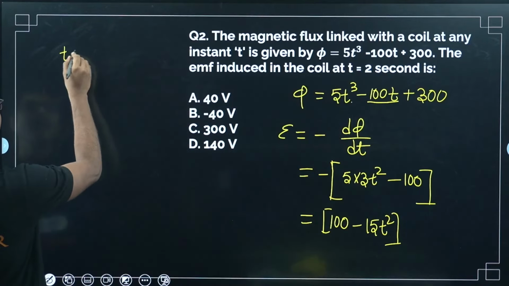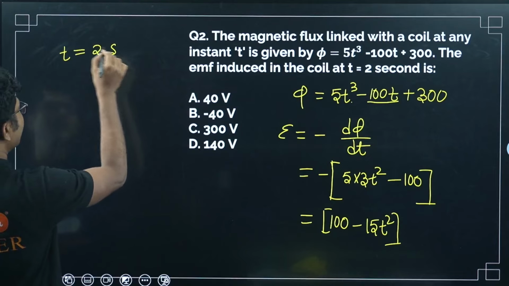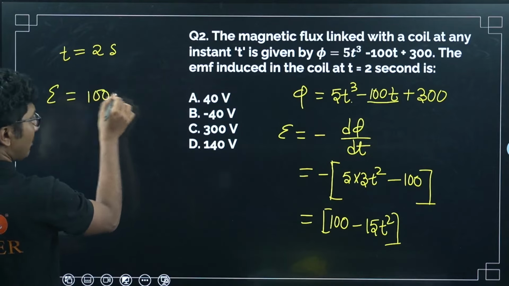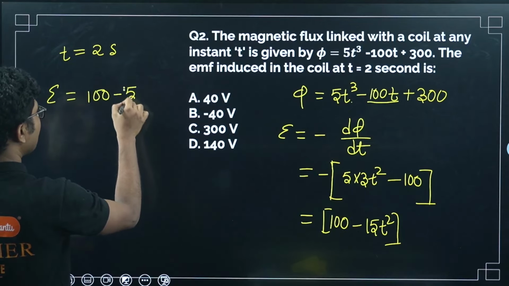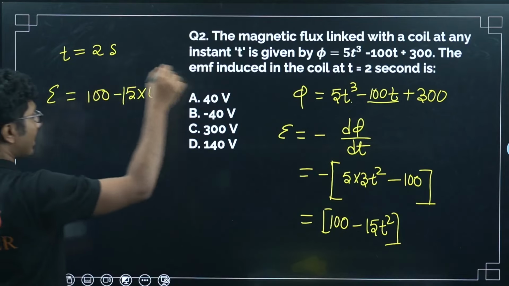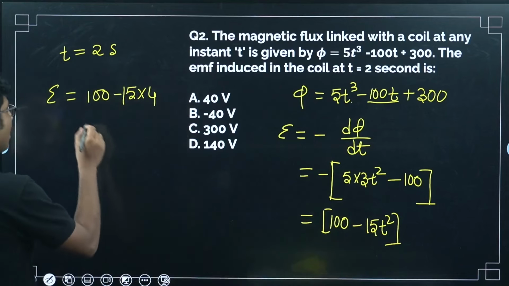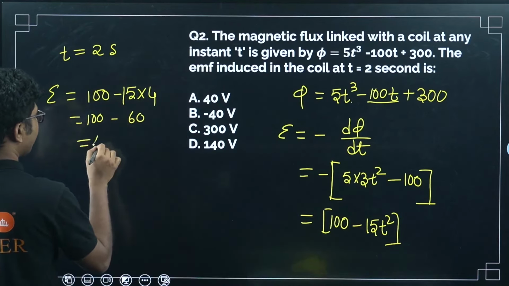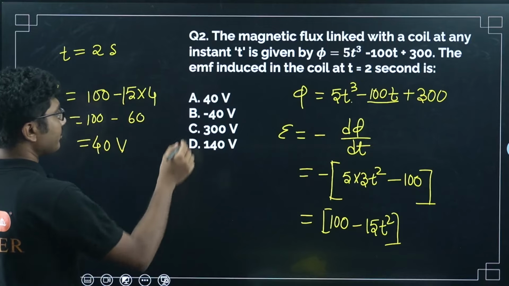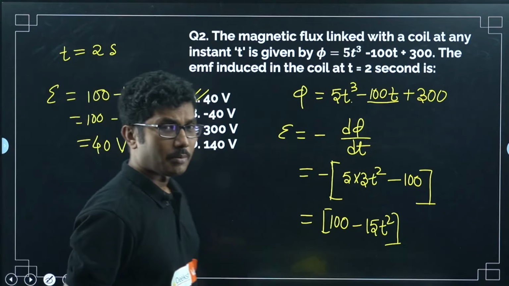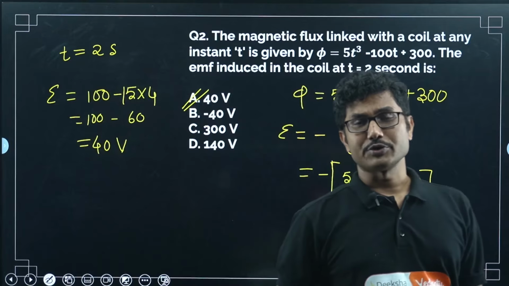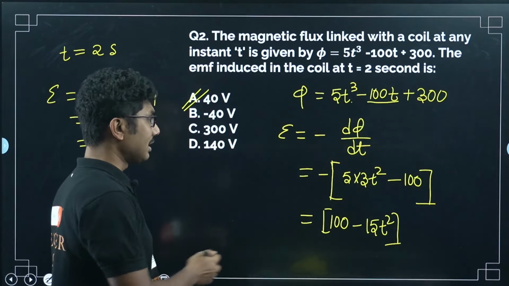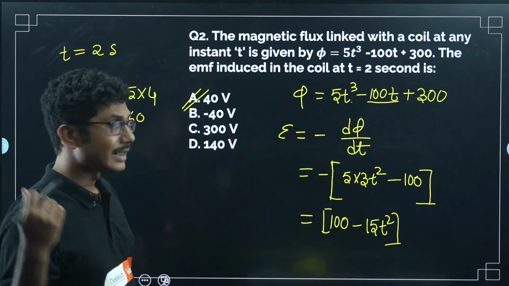Now they have asked you to find the induced EMF at t equals 2 seconds. So epsilon will be 100 minus 15 times 4, since t square, 2 square, is 4. So 100 minus 60, that is 40 volts. So the induced EMF is 40 volts. If you have answered minus 40, then you have to check your answer once more. It will be plus 40 because the induced EMF formula itself has a negative sign.